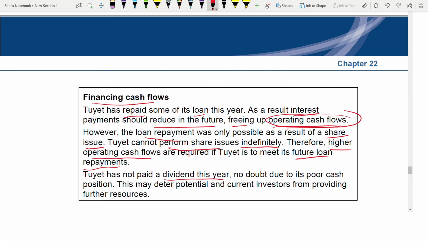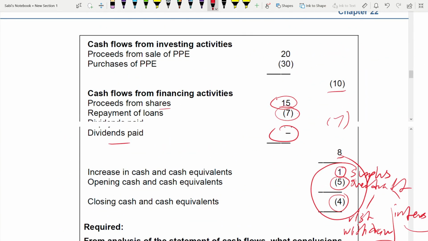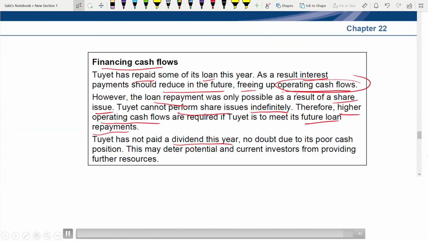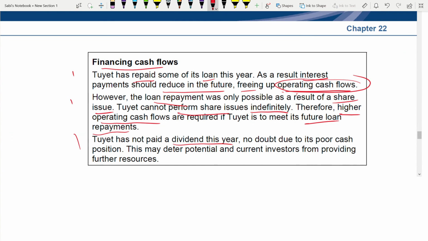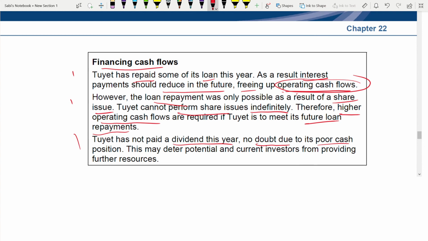If you see, usually dividend is paid, but here it's nil. So you can talk about this also. Each point will give you one mark. So just count how many points you are writing into this. This shall tell you how many points you will get. So they have not paid a dividend, and that is also not a good sign. Why? Because shareholders will not be satisfied. There is no doubt why dividend is not paid this year. Why? Poor cash position, because the cash position is not good. That's why you can cut out on dividends.